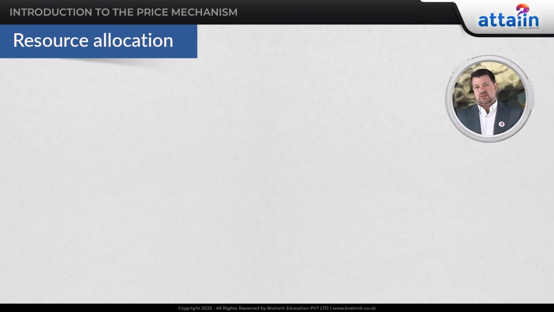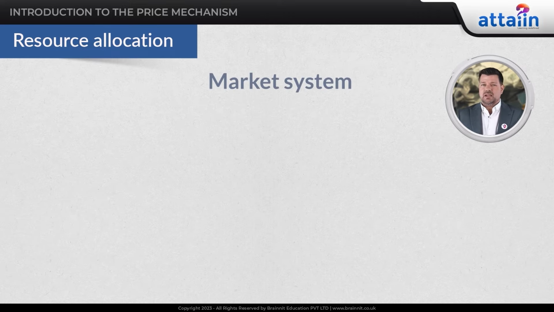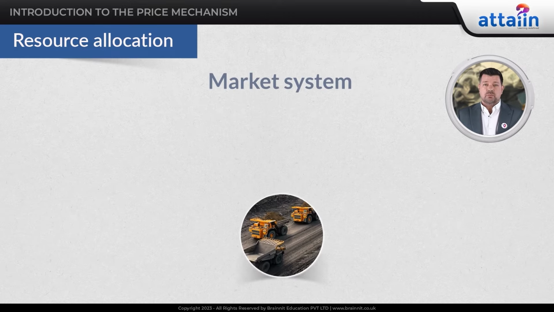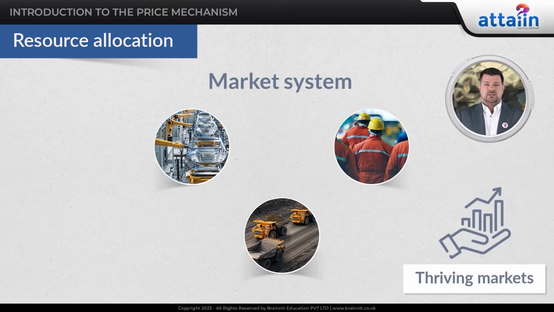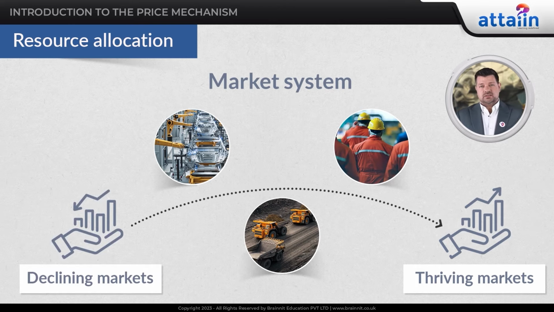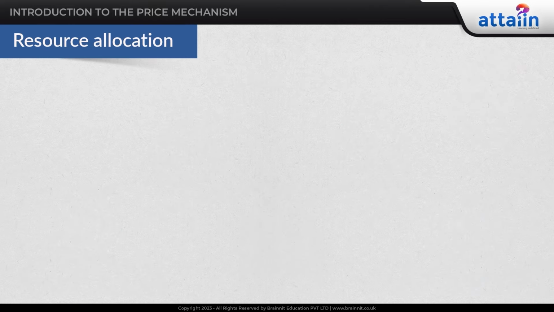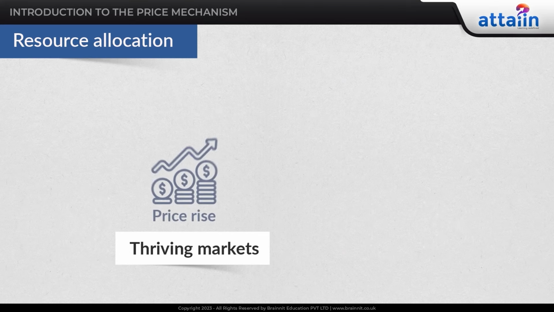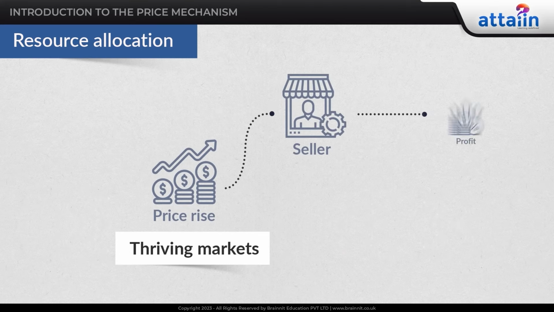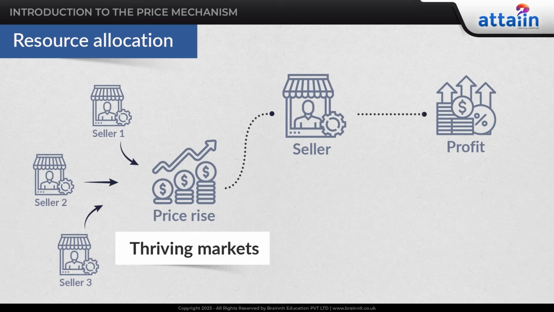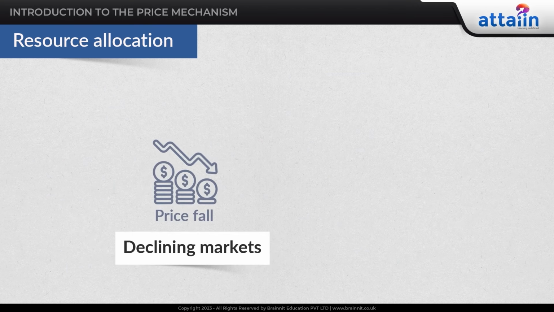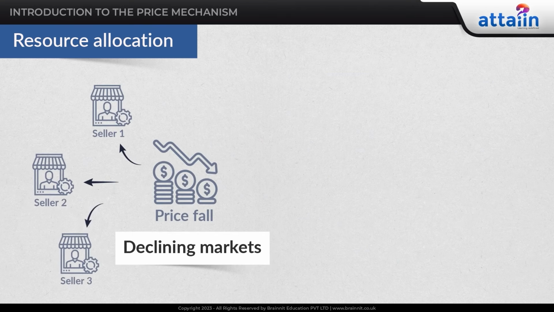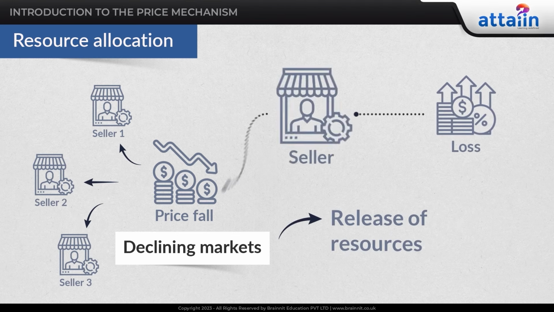Resource allocation. The market system can help to allocate resources because resources such as raw materials, machinery and workers flow into thriving markets and out of declining markets. In thriving markets, prices rise. Sellers make profits, which attract more sellers, resulting in more resources being required. In declining markets, prices fall, which results in sellers leaving the market and the release of resources that they would have used.